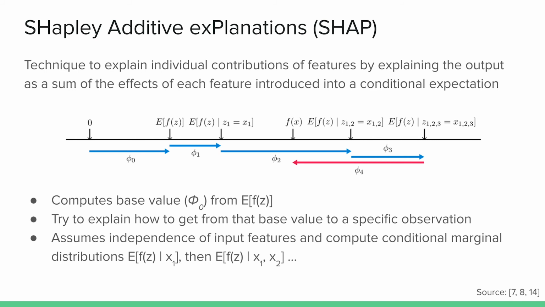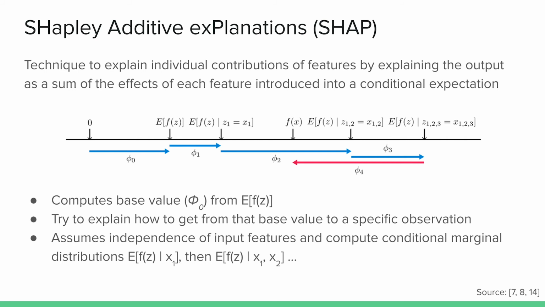So what we do is we compute the base value from this expectation here of our model, and then we try to explain how to get from the base value, kind of the average, to a specific observation. And this assumes independence of the input features and computes the conditional marginal distribution. So we say, okay, given one input feature, what is the expectation of this conditional distribution now?